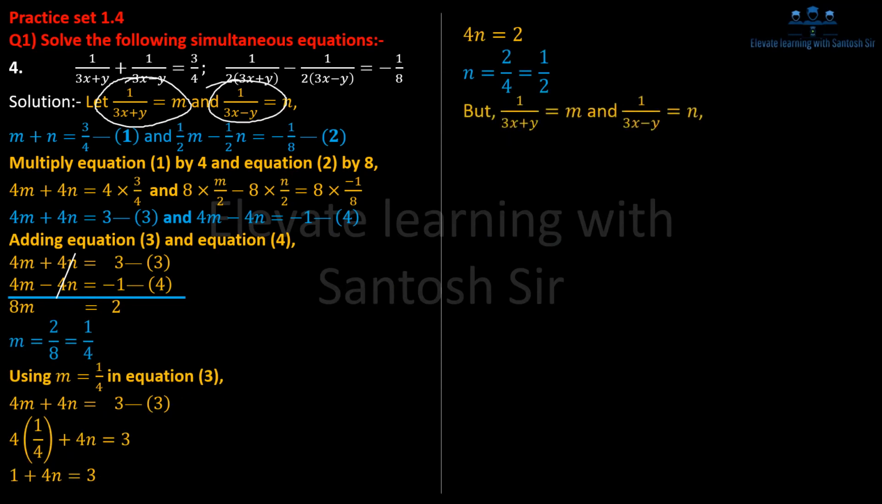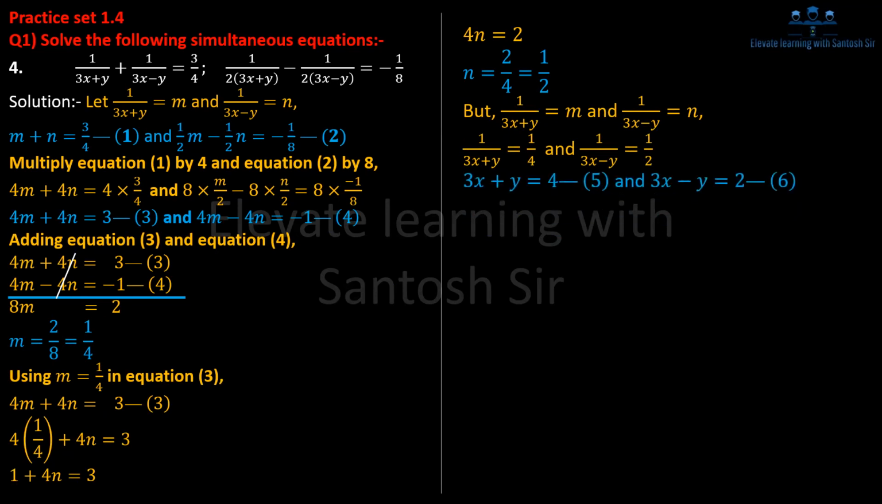Now, let us go back to the first substitution. We know that 1 upon (3x plus y) is m and 1 upon (3x minus y) is n. So let us put the values of m and n over here. We will get 1 upon (3x plus y) is equal to 1 upon 4 and 1 upon (3x minus y) is equal to 1 upon 2. Now we can change the side and simplify to get two equations. We get 3x plus y is equal to 4 as the fifth equation and 3x minus y is equal to 2 as the sixth equation.